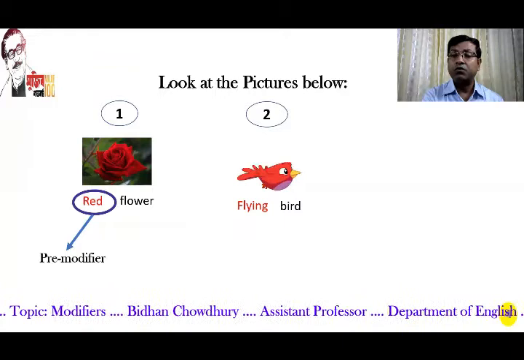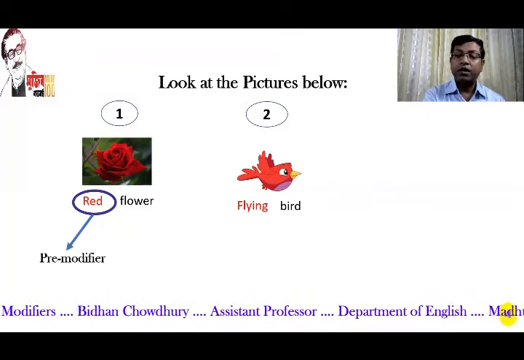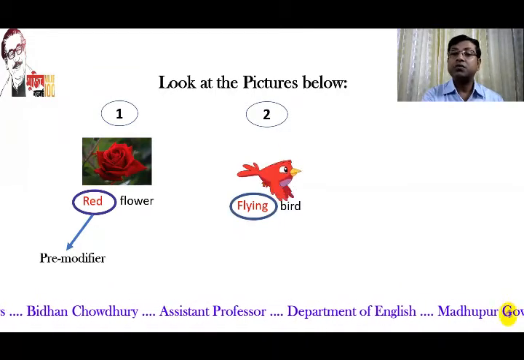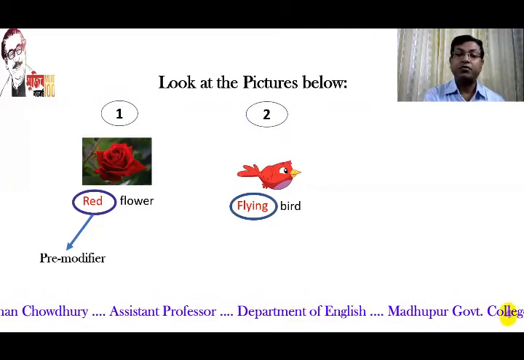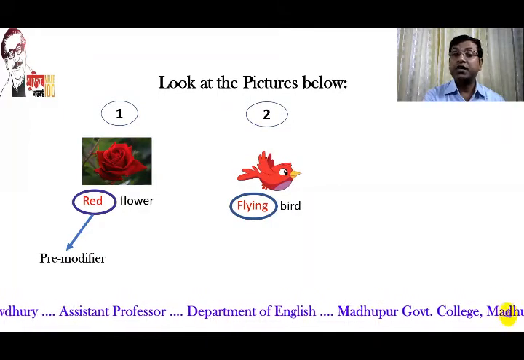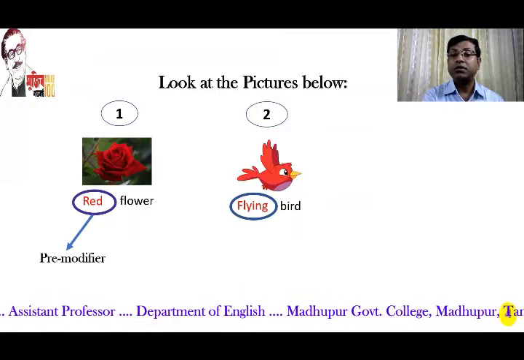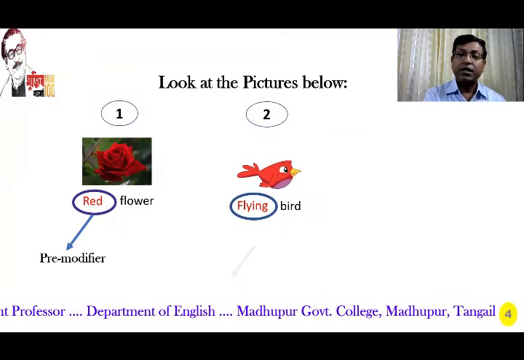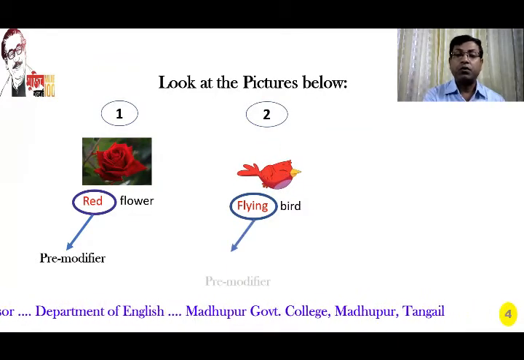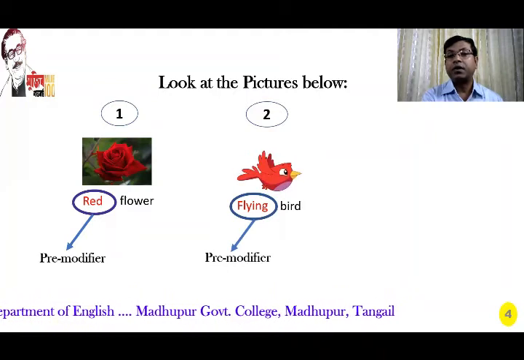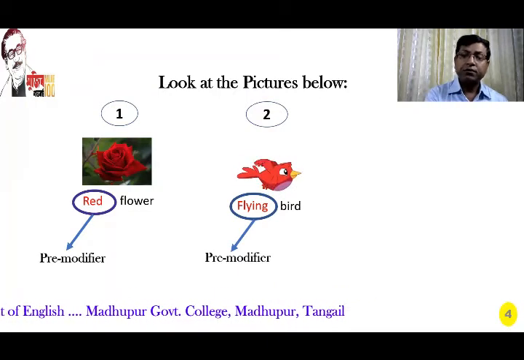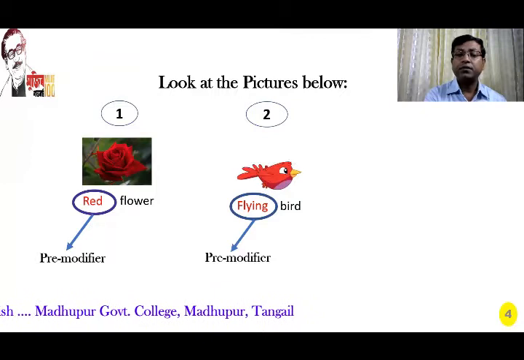That means the noun. That is why flying is also treated here as a modifier, and it also takes its position before the noun it modifies. That is why it is another example of pre-modifier. Let's see one more picture. Picture number 3.